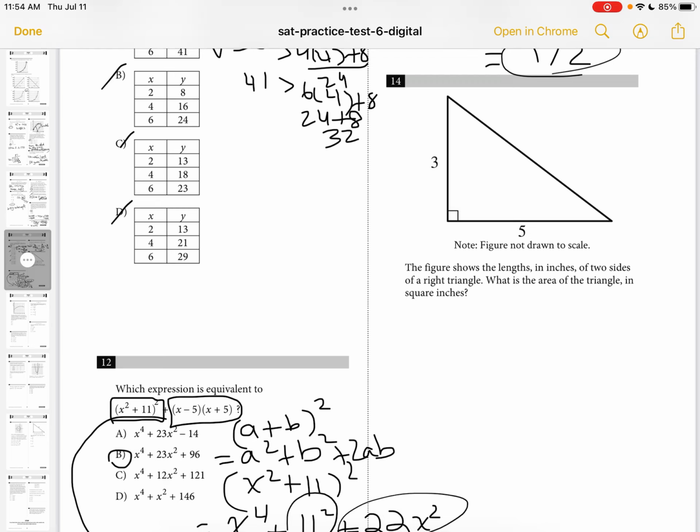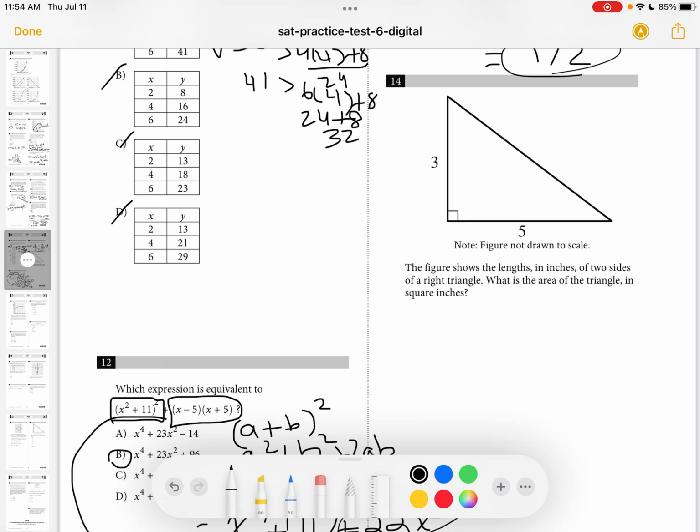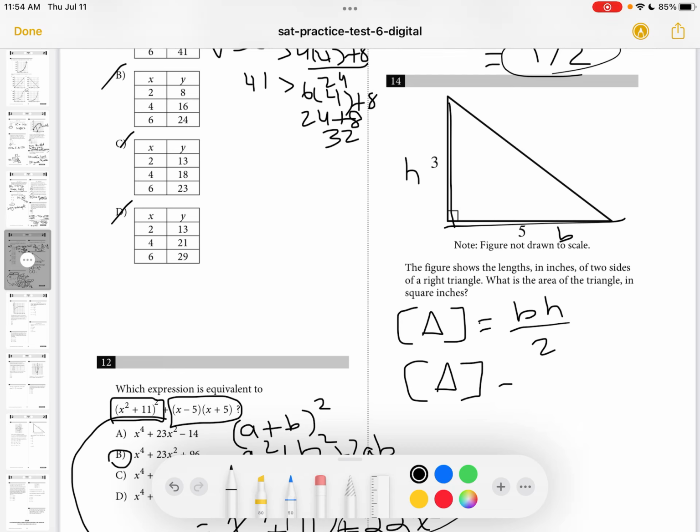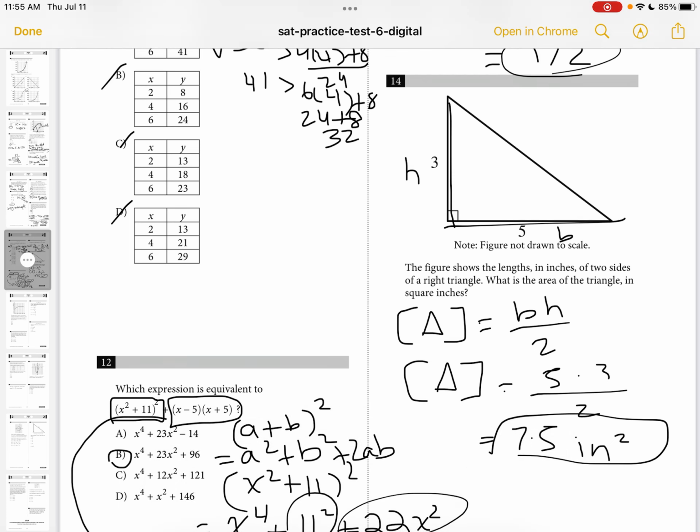Alright, the figure shows the lengths in inches of two sides of a right triangle. What's the area of the triangle in square inches? Well, the area of a triangle is equal to base times height divided by 2. 5 is our base here, because it's the flat side, and then our height is 3. So our area of the triangle will be 5 times 3 divided by 2, which is 7.5 square inches. And that's it.